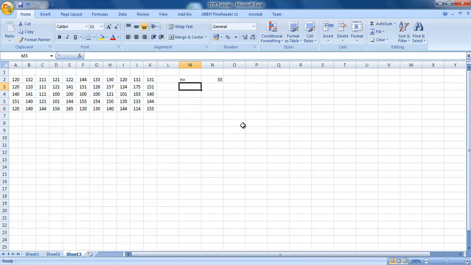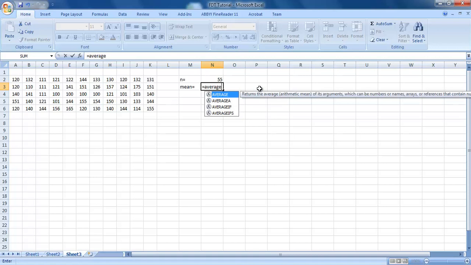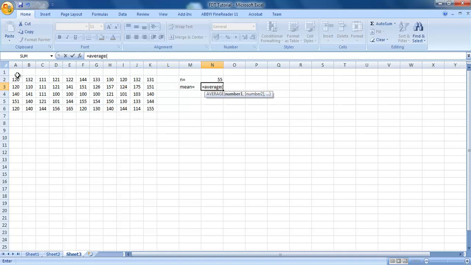Then I'm going to determine the mean or the average. Let us place here the label mean is equal to. And then at the right side is the actual mean. So I'm going to use the average function. So average, open parenthesis. Then I'm going to highlight the range of scores, close parenthesis, and then enter.